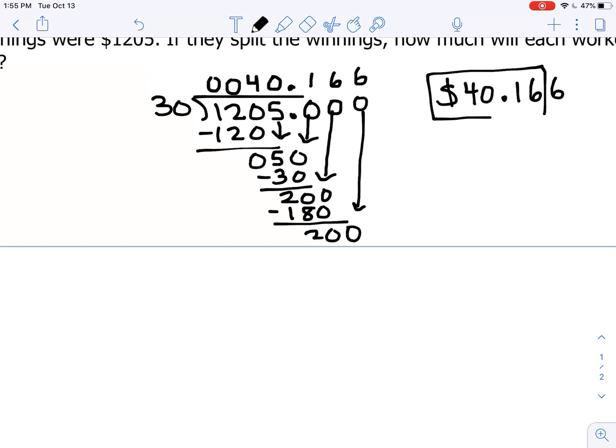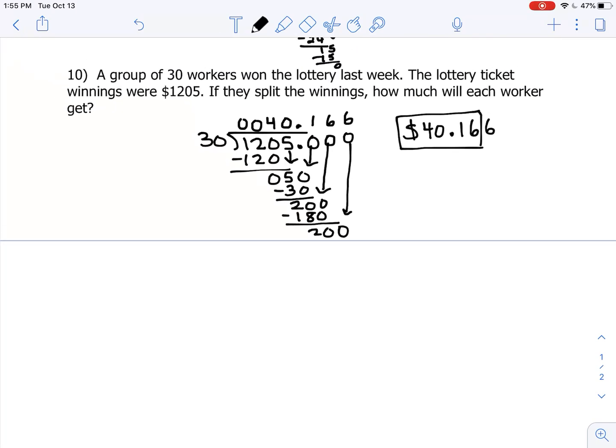right? Is it appropriate here to round? Let's think about it. If I round it up, $40.17 rounded up, but if I multiply that by the 30 people, that's going to go over the $1,205. It's going to be a little more. So in this case, it's not appropriate to round. Each person would get $40.16, and then there's going to be some leftover money there. And that's okay in this case. Either they donate it, or one person takes the leftovers, or a couple of people split the leftovers, but we can't split that evenly, unfortunately.